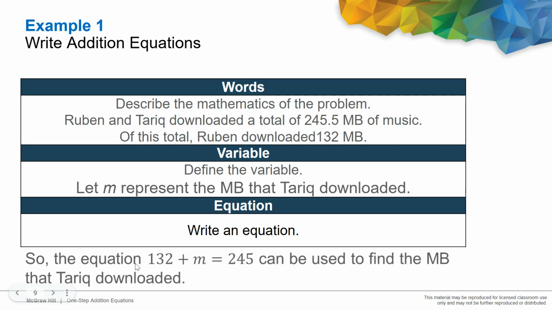So the equation is going to be 132, that's Ruben's, plus M, which is Tarek's, equals 245. It's actually 245.5, but they did some rounding here for you. You probably shouldn't round unless it tells you to, but I think they just did that for simplicity's sake here.